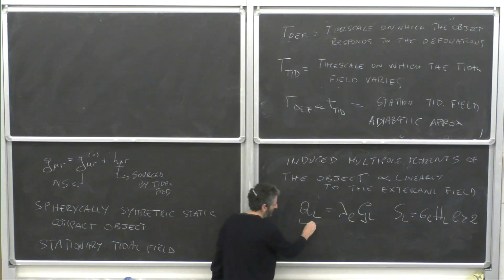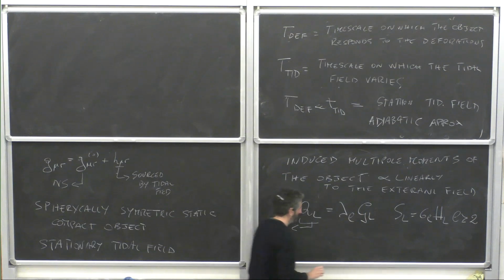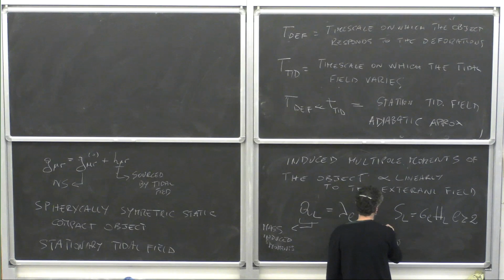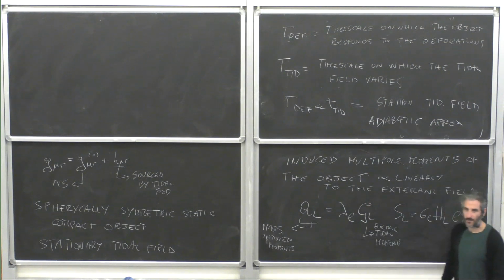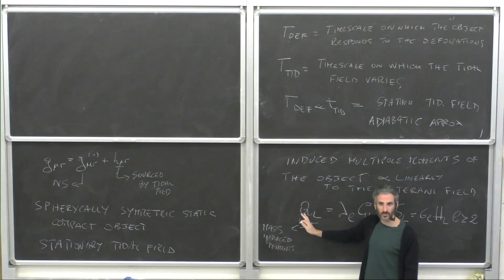So let's look for now only at this part of the blackboard. These are the mass induced moments, and these are the tidal moments. Actually, let me call them the electric tidal moments. Look only at this. These are the standard things that you would expect happening in Newtonian gravity. You have a cascade of multipole moments.